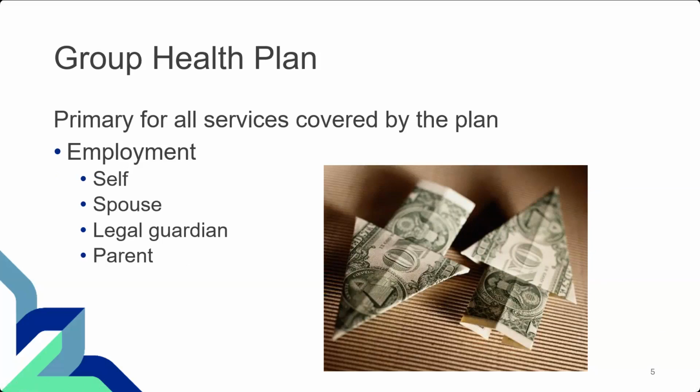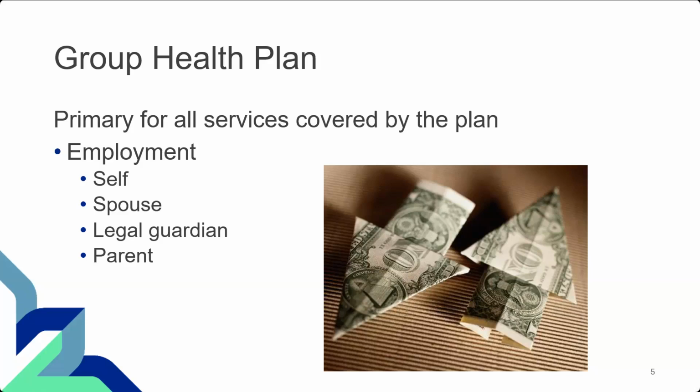First, group health plans are one of the most common ways in which Medicare becomes a secondary payer. A group health plan is also known as an employment-based health plan. When we look at it, the person who's eligible for Medicare can be the person eligible for the group health plan, though they do not have to be. It could be their spouse, a legal guardian, or a parent, depending on how they're eligible. So we want to make sure that people are well aware of that.